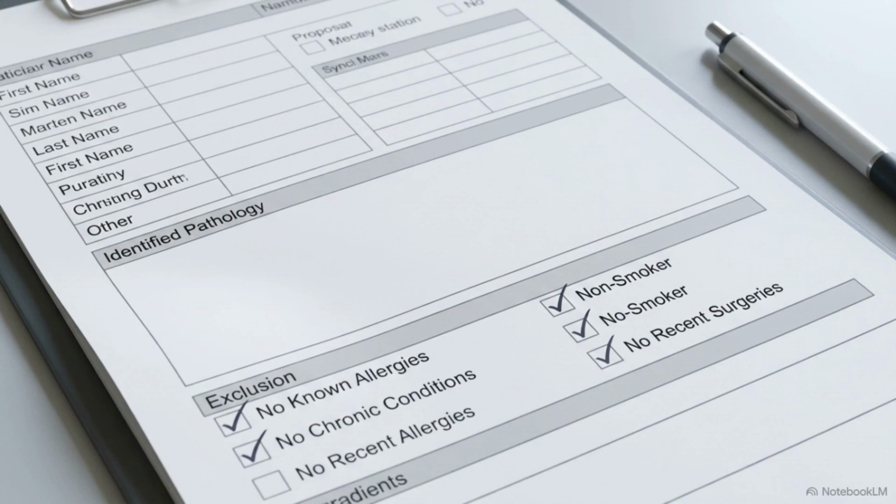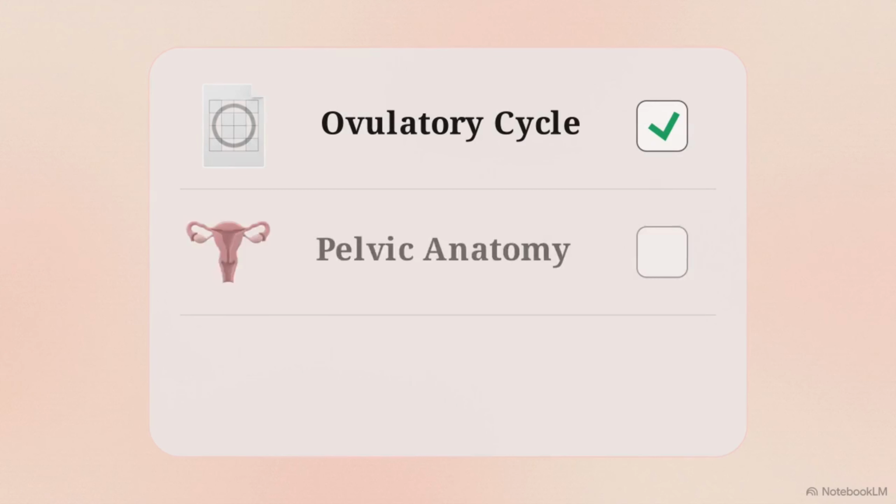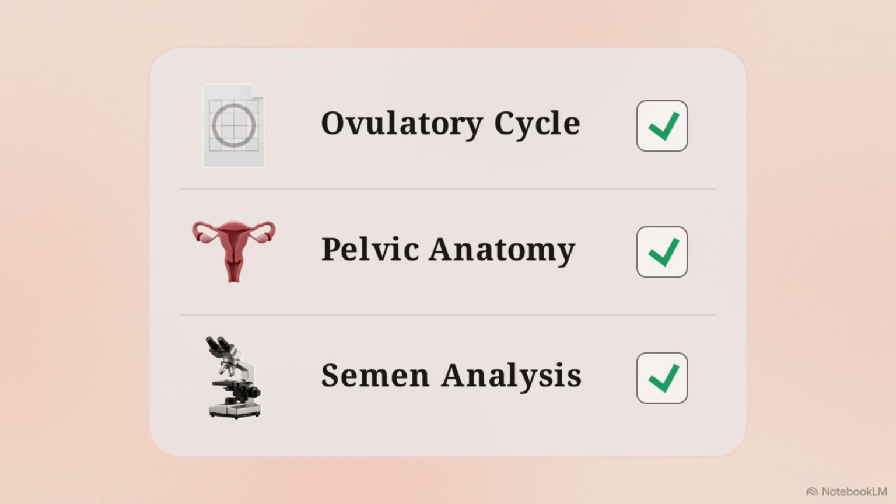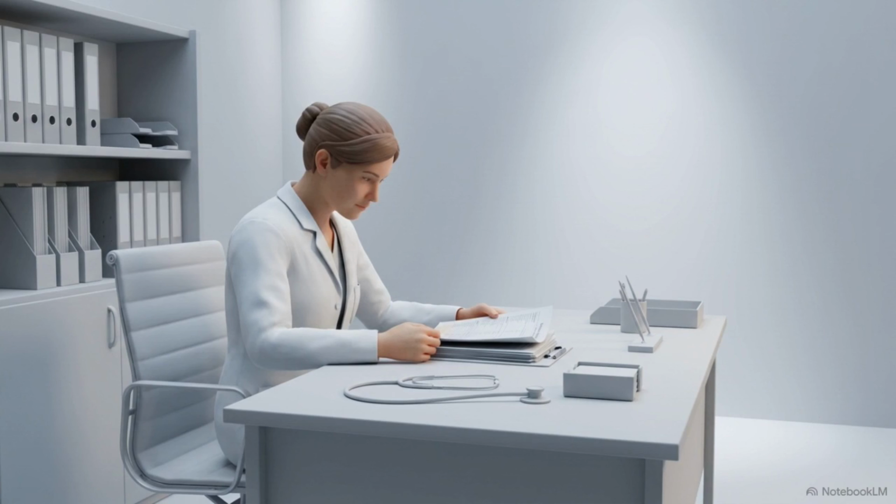The International Committee for Monitoring Assisted Reproductive Technologies defines unexplained infertility based on a strict set of clinical exclusions. The diagnosis requires an apparently normal ovulatory cycle, normal pelvic anatomy, and a normal semen analysis. Reaching this conclusion typically involves a standard checklist of frontline evaluations.